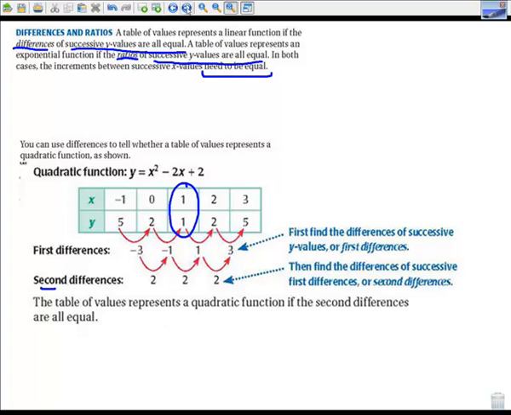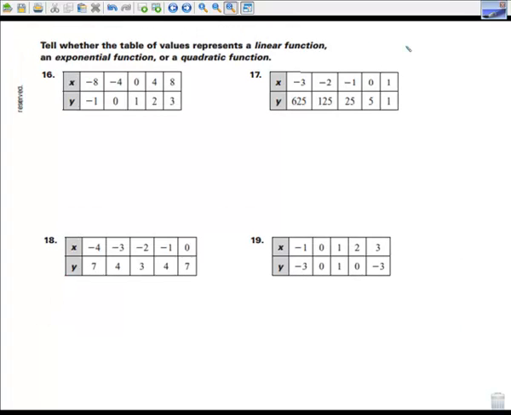So we're going to go ahead and look at some tables and decide what they are. So when I look at this first table, I do need to check out my x's and make sure that their increments are the same, and these x's are all increasing by 4, so it's good. And now I'll look at the differences here. So from -1 to 0, I'm increasing by 1. From 0 to 1, I'm increasing by 1. 1 to 2 is 1. 2 to 3 is 1. So the first differences are equal, so this one's linear.